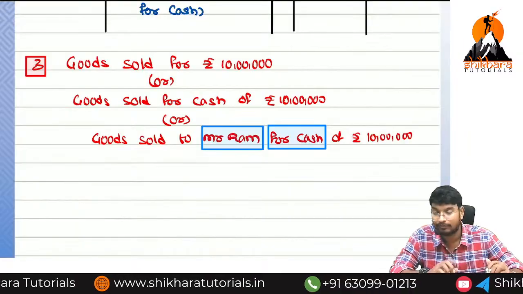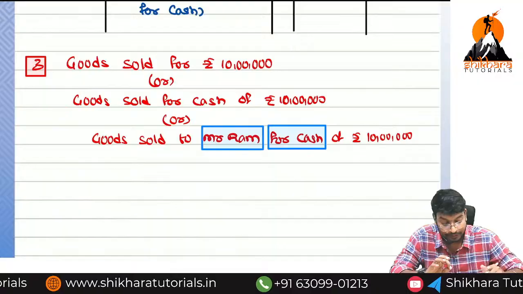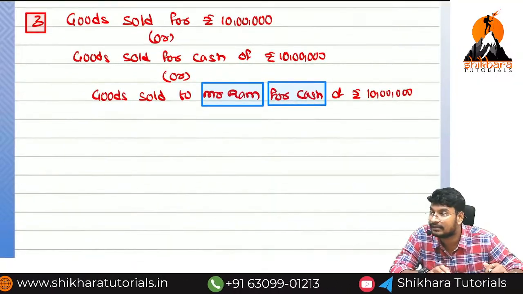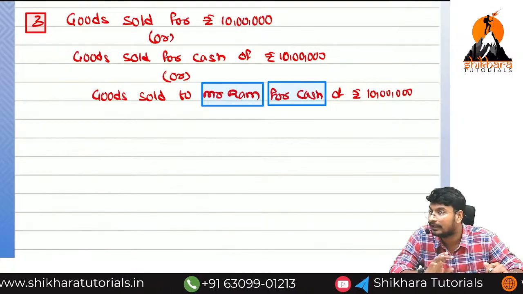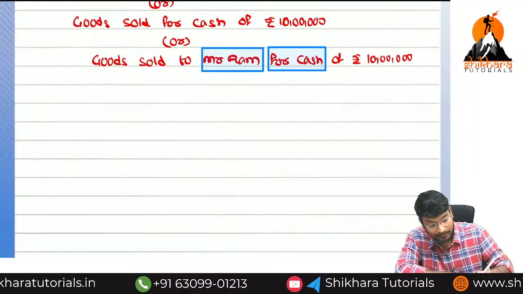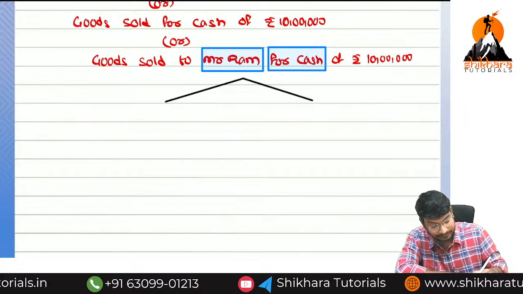For goods, only for the purpose of goods, we should take what, sales or purchases. If we are selling or purchasing the asset, we need to take the outcome of what? Asset. So what are the two outcomes here? The two outcomes are sales and cash.